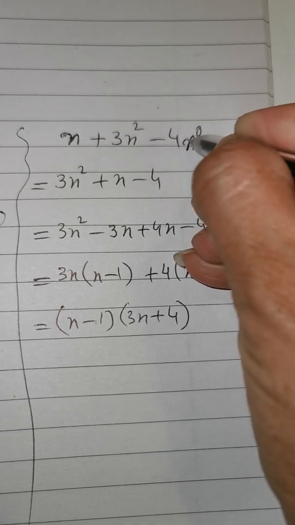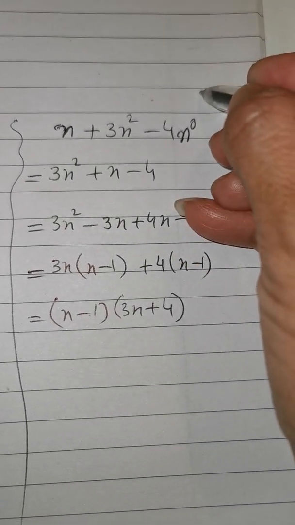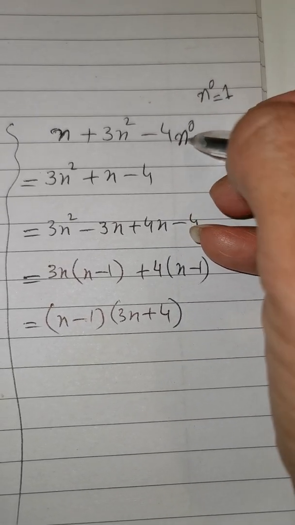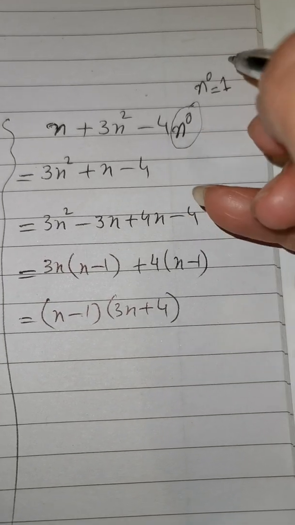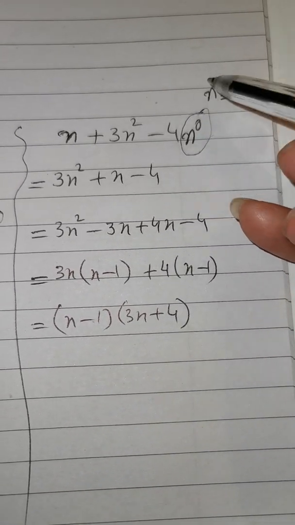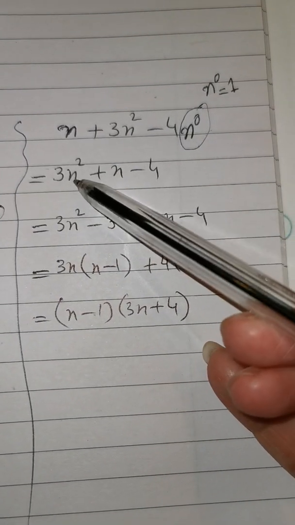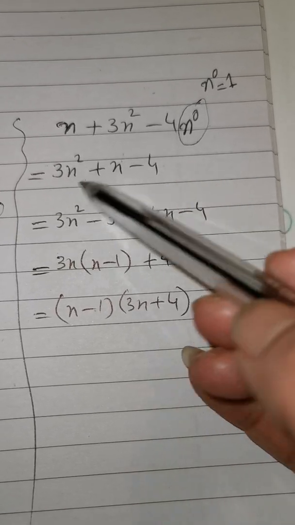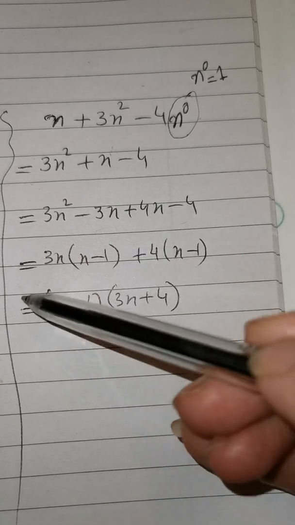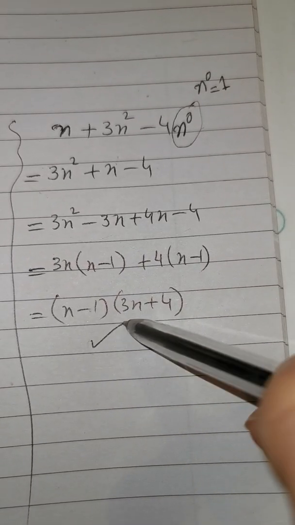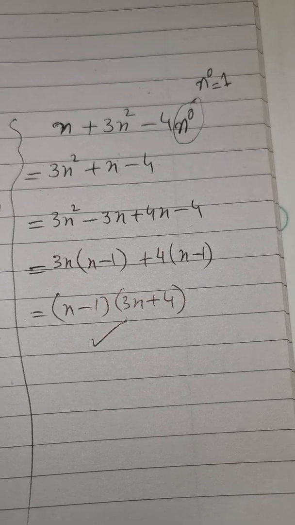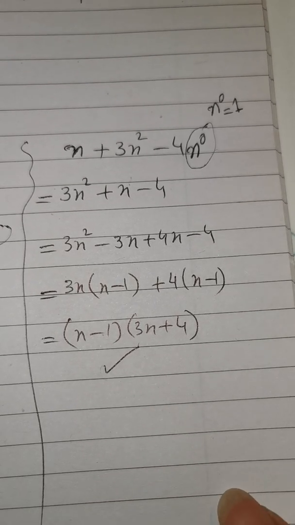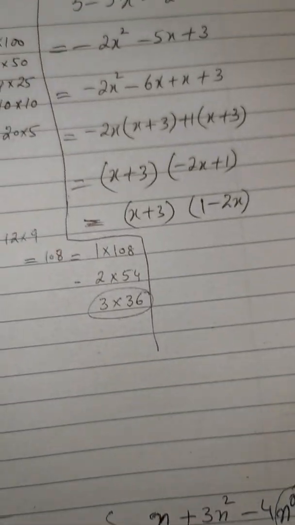So n power 0 will multiply here, but you know the power of anything to 0 is equal to 1. So we are not writing this, but in fact this is going on. So arrange it: 3n square, then n power 1, then n power 0. After rearranging you will make the possible factors as we have done previously, and then you will simplify, you will get the answer. It's so simple. Rearrange the algebraic quadratic expression, and then you will make the factors.